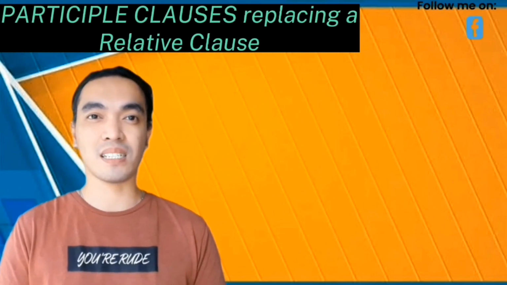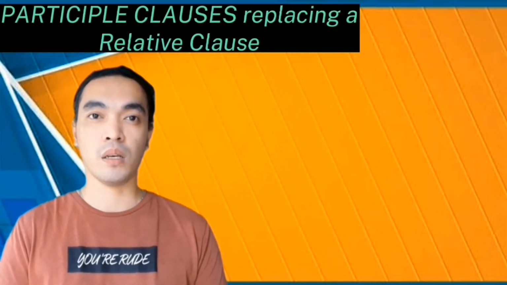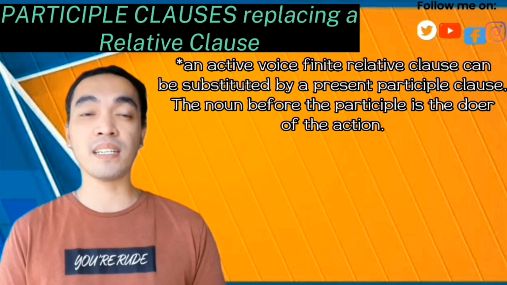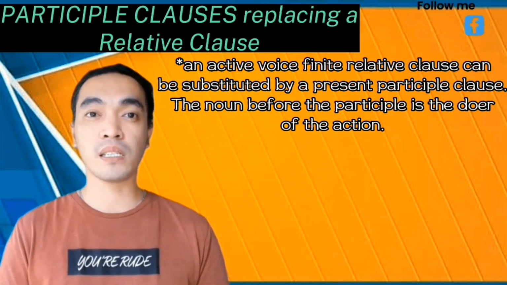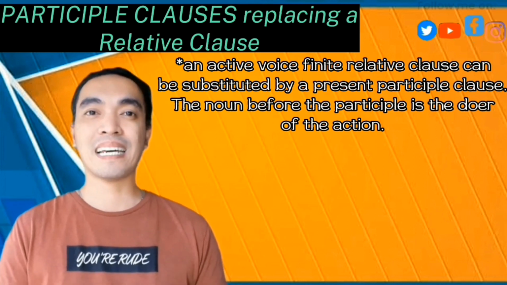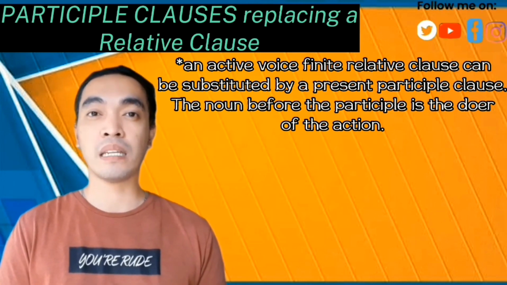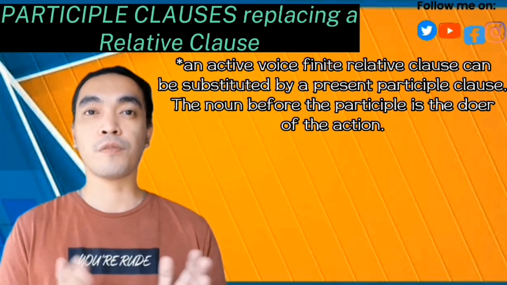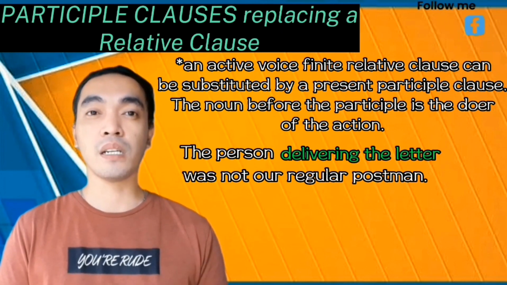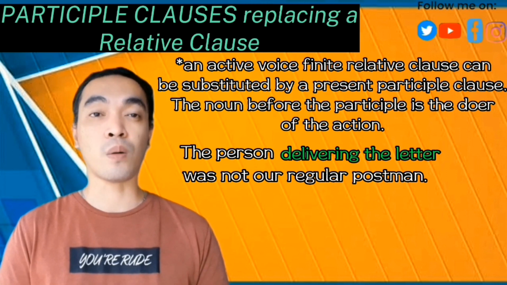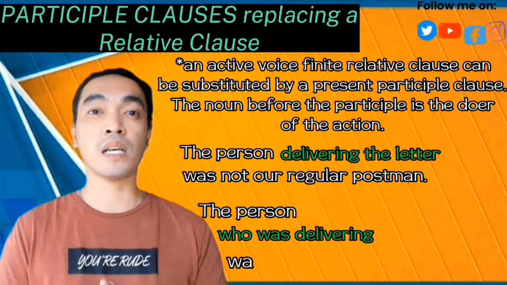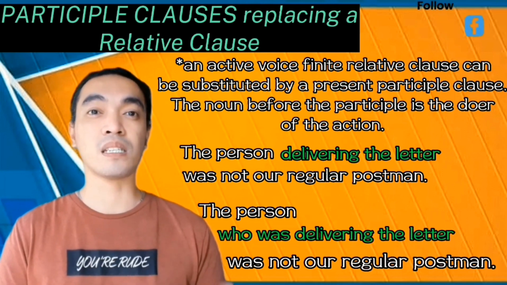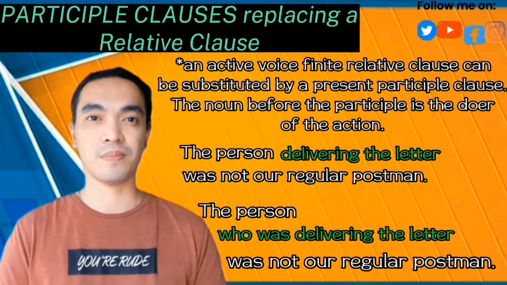My next topic is participle clauses replacing a relative pronoun. So here, an active voice finite relative clause can be substituted by a present participle clause. The noun before the participle is the doer of the action. For example, the person delivering the letter was not our regular postman. In other words, the person who was delivering the letter was not our regular postman.